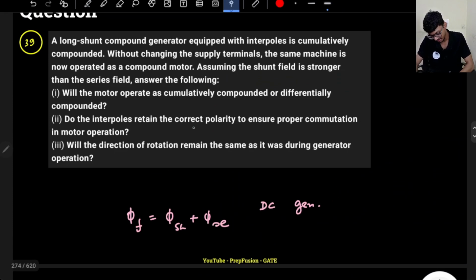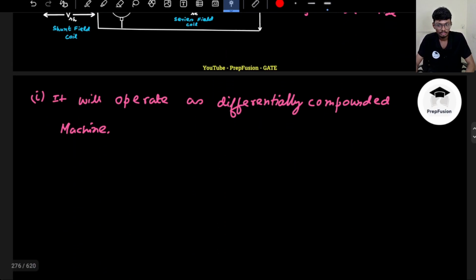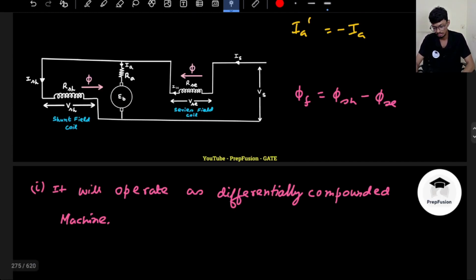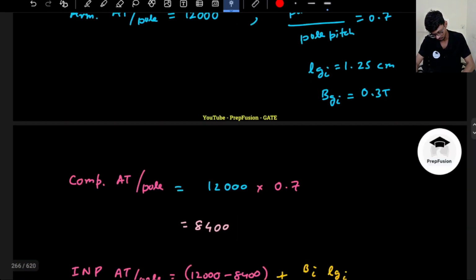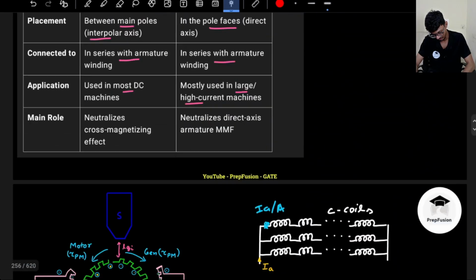Okay. Do the interpoles retain the correct polarity to ensure proper commutation in the motor operation? Now, will the interpoles retain the correct polarity? That is what we want to know. So for that, we have to understand what is the direction of the rotation. For that, I can take out this diagram. What is that diagram? Where is it? With the interpoles one. Okay, it is not here, yeah, here.